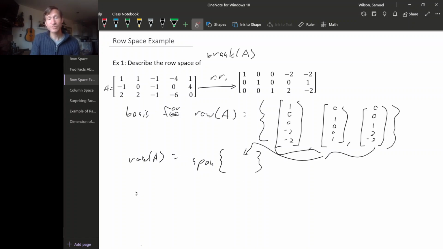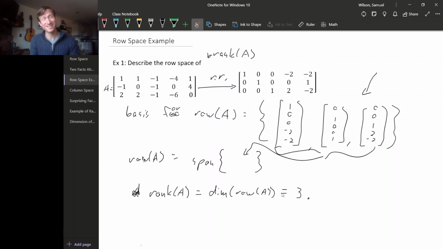And this also tells us what the rank of A is. Remember, the rank of a matrix is the dimension of the row space of the matrix. And we just saw that this is a basis for the row space. So we have a row space with 3 vectors in it. That means that the dimension is 3. The dimension is the size of a basis, and every basis has the same number of vectors. We proved that. So the rank of this is 3.